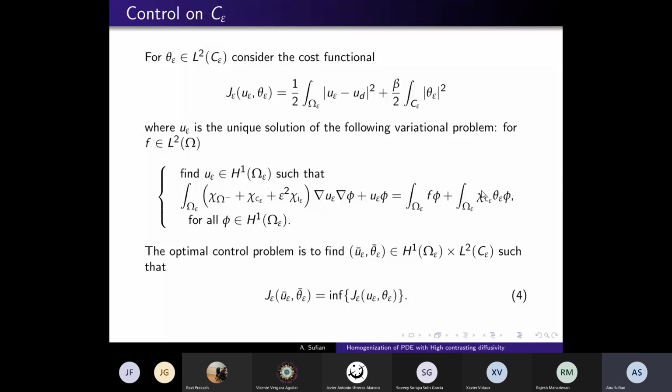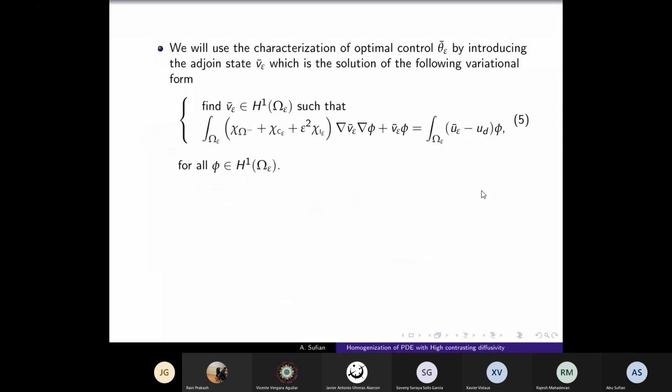In order to analyze the asymptotic behavior of this optimal state, U epsilon bar, and optimal control theta epsilon bar, we'll use the characterization of this optimal control. For that, we need to introduce the adjoint variational form corresponding to the state equation. That is given by: find V epsilon bar in H1 omega epsilon such that it satisfies this variational form. The structure of the adjoint variational form is the same, except in the right hand side we are going to have U epsilon bar minus UD times phi, for all phi belonging to H1 omega epsilon. Again, by the Lax-Milgram lemma, we have existence of V epsilon bar.